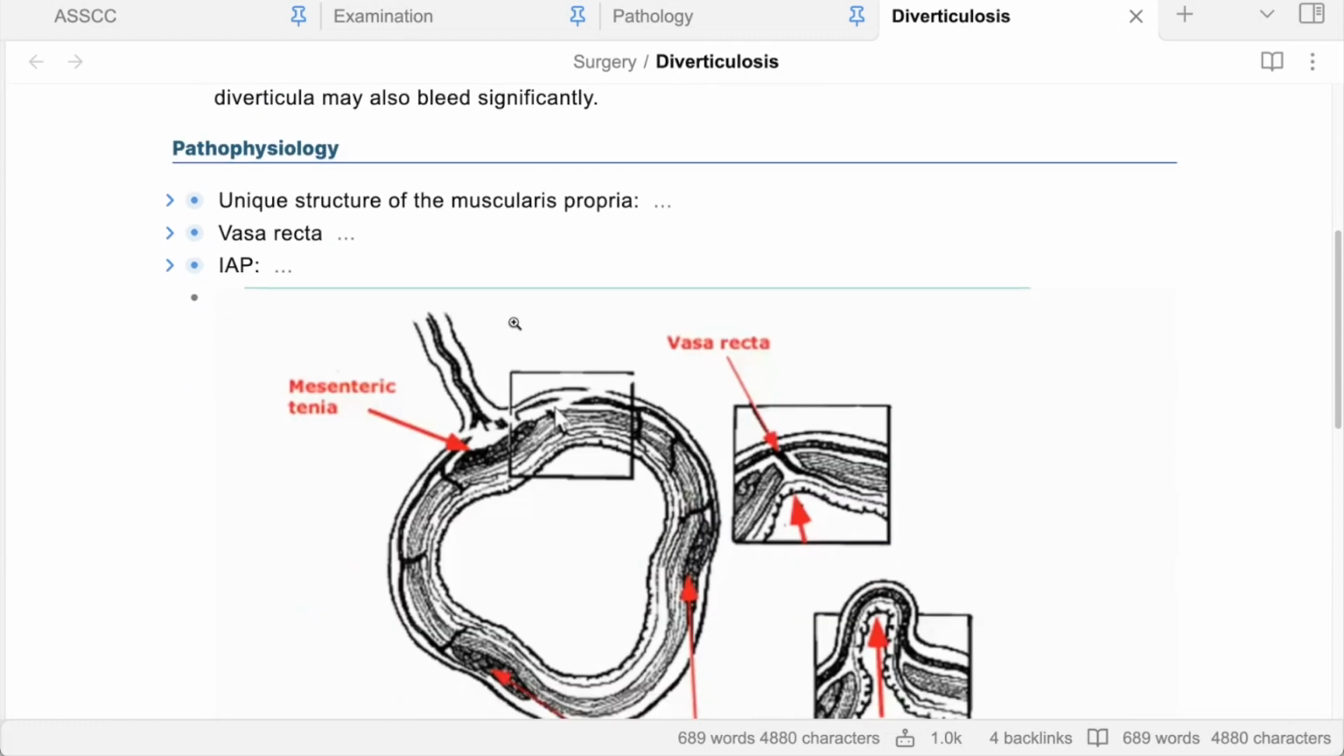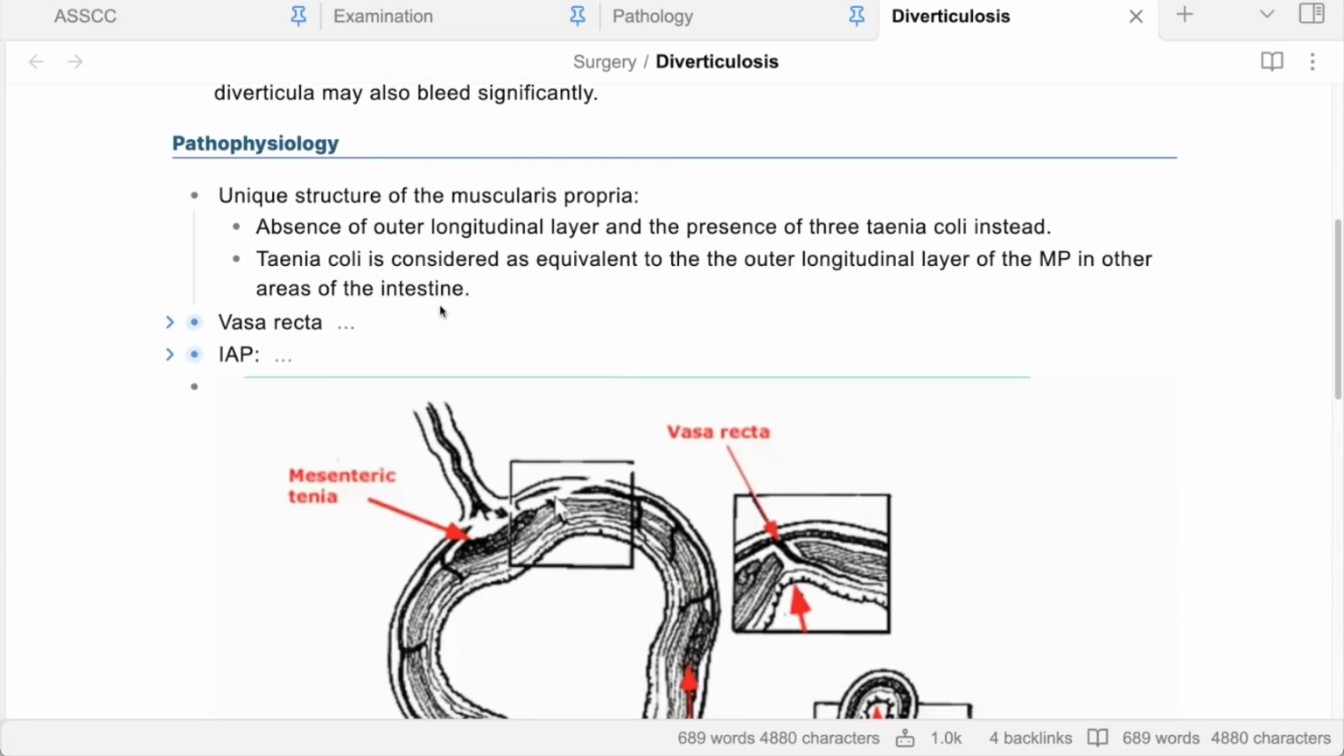Excellent. I agree. To be honest, Nazir, the answer is right. I completely agree with you, but I think we can make it short. All right. So you have here 3 main causes. One is the unique structure of the muscularis propria, where you don't have a complete external longitudinal layer of muscle, but you have 3 bands called the tinea coli. That's number 1 covered.